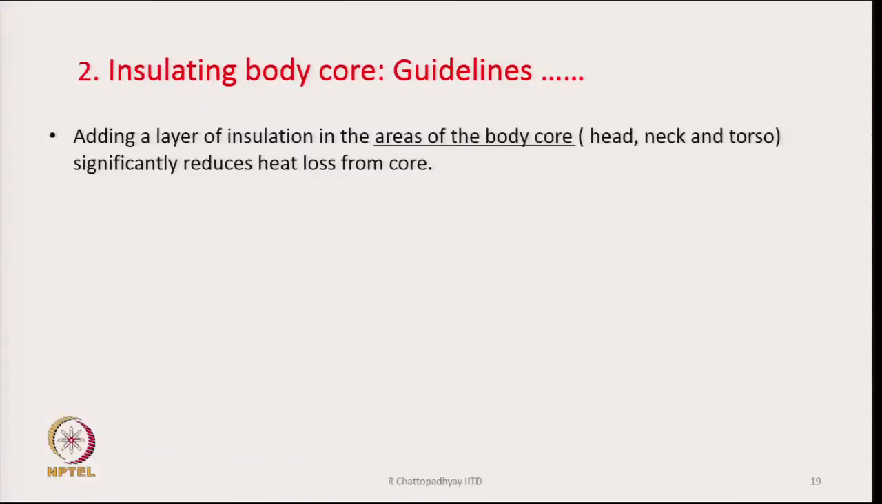Insulating the body core. The body core means the trunk part of the body where the heart and lungs and other vital organs are. This part has to be insulated, and we have to be more careful about this part of the body. Adding a layer of insulation in the areas of the body core, head, neck, and torso significantly reduces heat loss from the core. This is what the research findings say, and we have to keep it in mind.